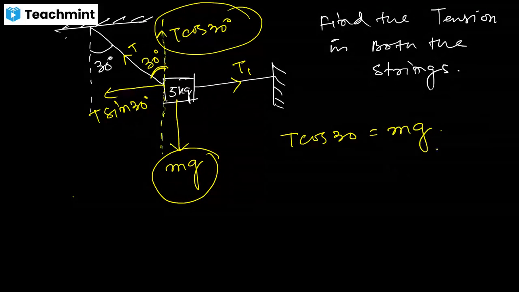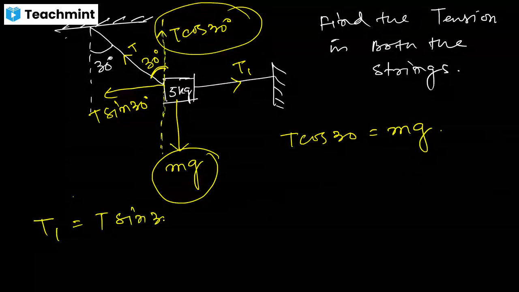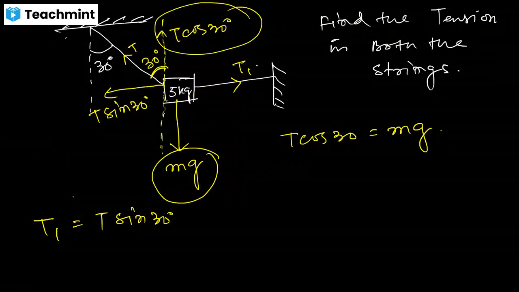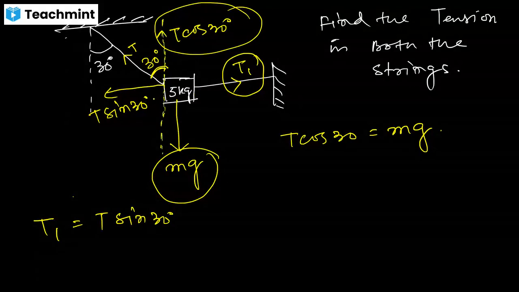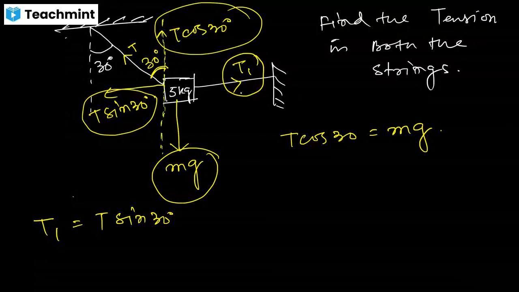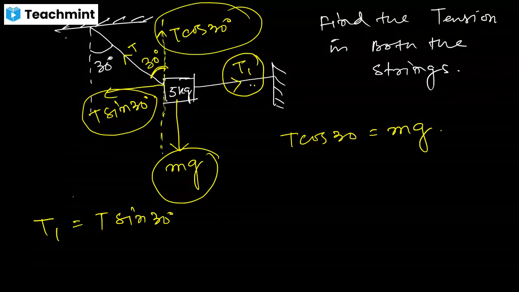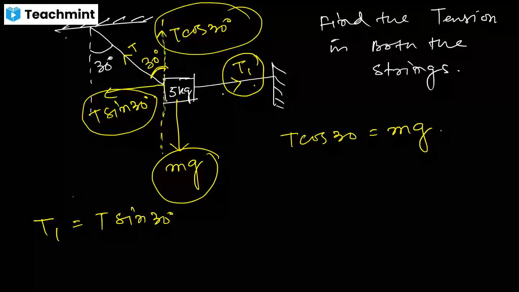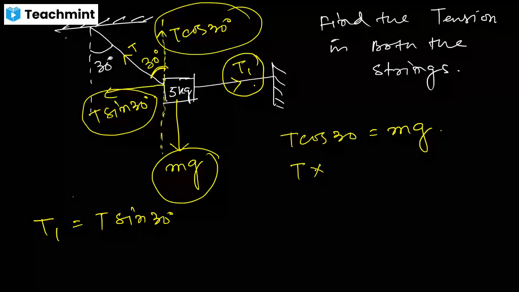First conclusion. Second conclusion is that T1 is equal to T sine 30. All the left hand side forces equal all the right hand side forces. T1 is the tension force which is acting in the right direction. T sine 30 is a force which is acting in the left direction. So at the equilibrium position, all the forces have equal value. Like this, all the left hand side forces will be equal to right hand side forces, and all the upward forces will be equal to all the downward forces. So cos 30 has the value of how much?